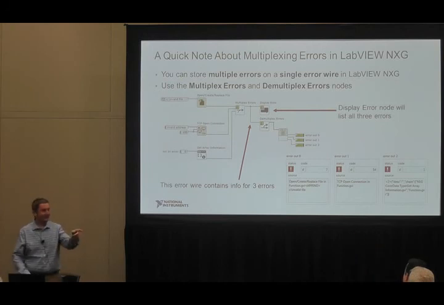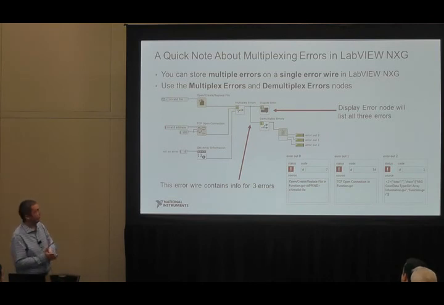Question? So the question is, is multiplex errors expandable? It's not, but the fourth input you don't see is an array of errors. So if you had more than 3 errors you wanted to multiplex, just drop a build array down and you can wire them in. Was there another question over here?